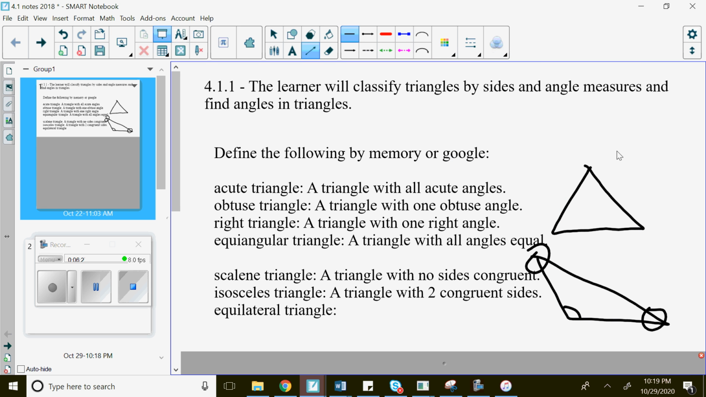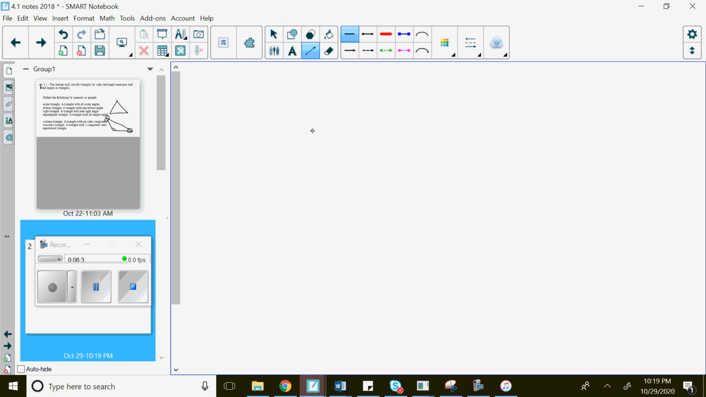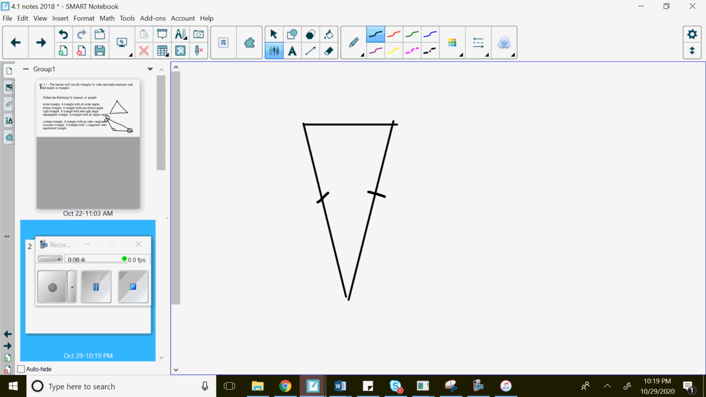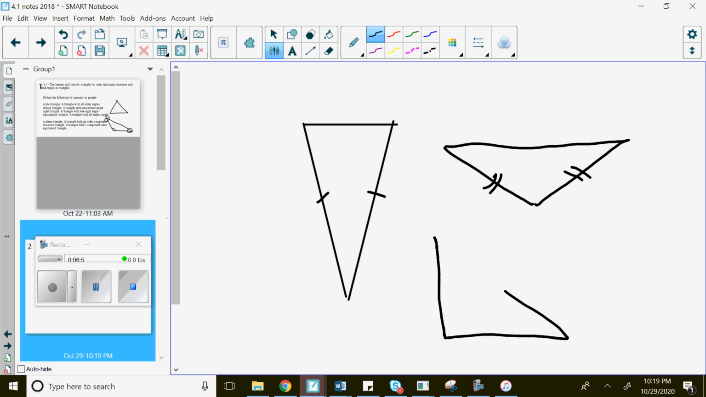It looks kind of like an ice cream cone, which is how I remembered isosceles triangle when I was first learning this growing up. Like so. Okay, so how we know they're congruent is we'll have little tick marks here. So that would be an acute isosceles triangle. You could also have an obtuse isosceles triangle. And we can have a right isosceles triangle like this.